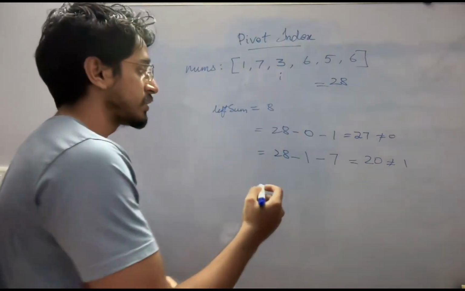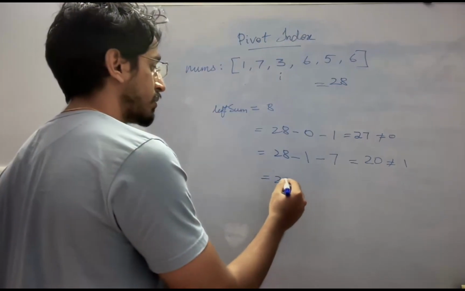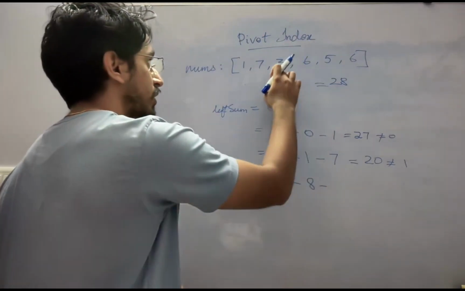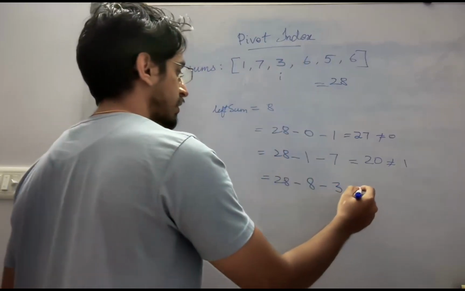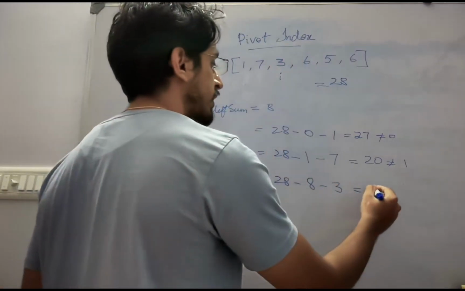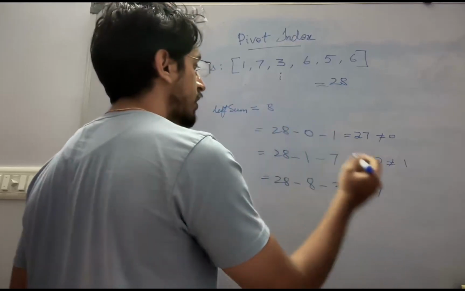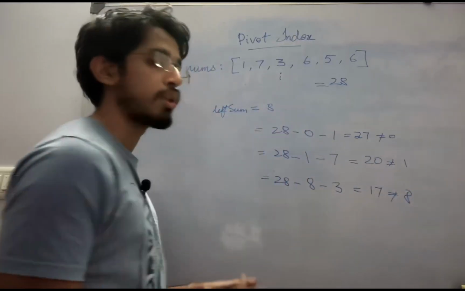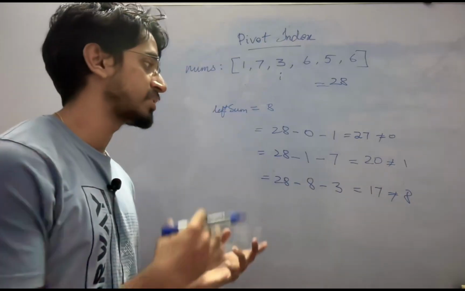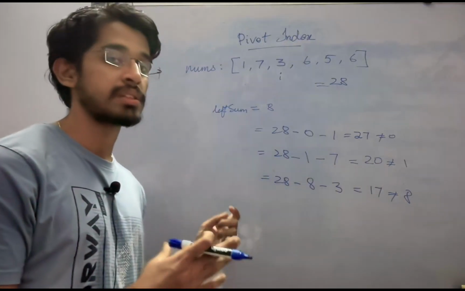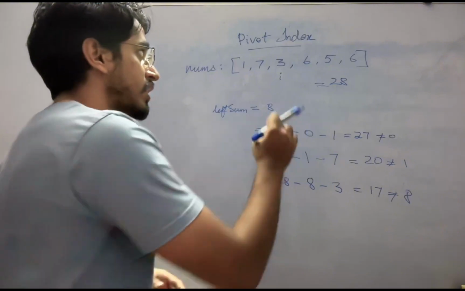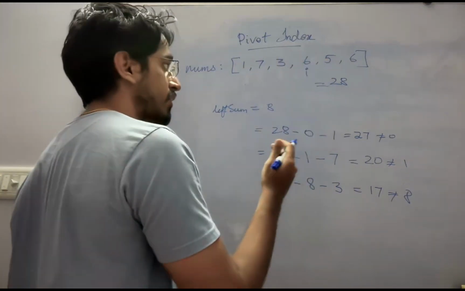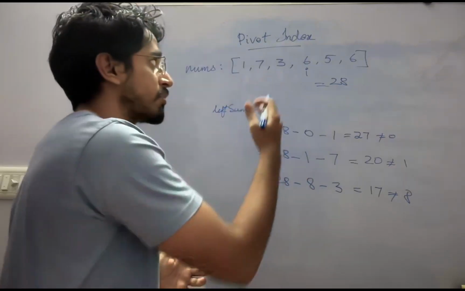Again we do the same process. So 28 minus left sum, that is 8, and minus the value at I, that is 3. This comes down to a value of 17, which is not equal to the value of left sum, that is 8. I hope this is not too confusing, I'm just telling you the easy way to understand this problem. So let us again increment I, which I already told you is the pivot index. Let's see if this particular process is able to solve this.